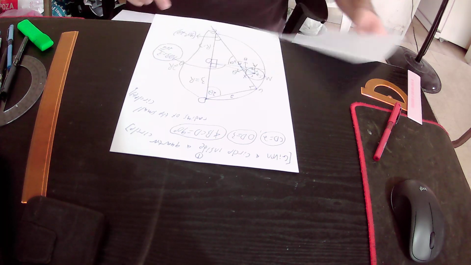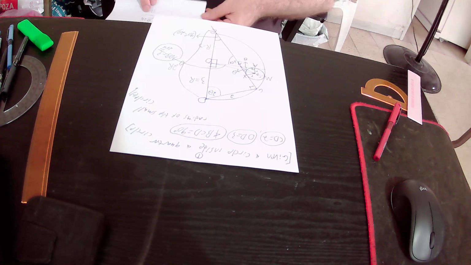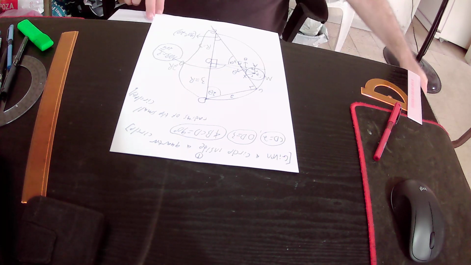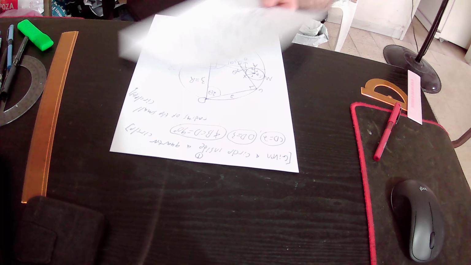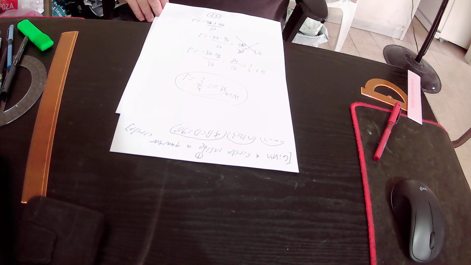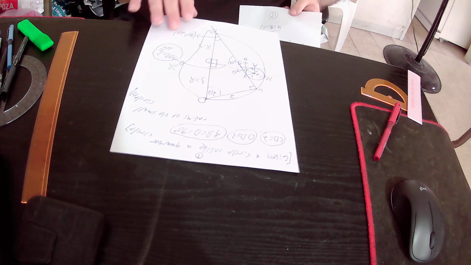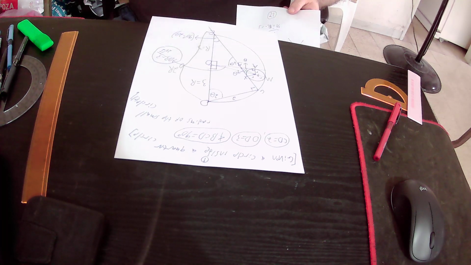We solved this quadratic equation and we found that the radius of the small circle equals 3 over 4 units, or 0.75 units. Okay, so the radius of this small circle equals 3 over 4 units, or 0.75 units.